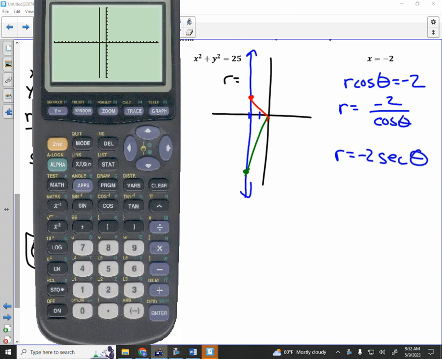Question, Hattie. Theta is the same as the x, y, t right here. Yep.